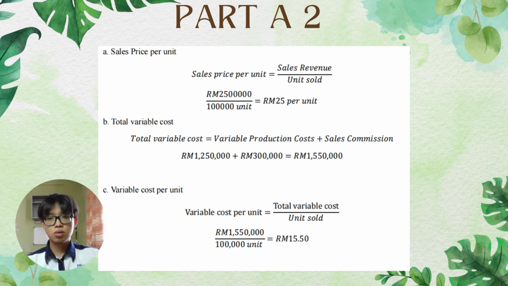To count the total variable cost, we will sum up all the variable costs, which is variable production cost and sales commission, and what we'll get is 1,550,000. To count the variable cost per unit, we just need to take the total variable cost divided by the units sold, and what we'll get is 15 ringgit and 50 cents.